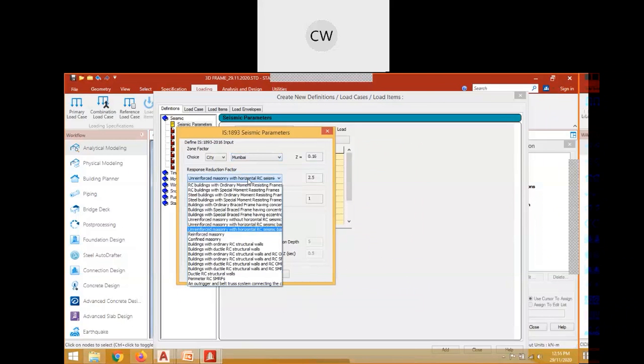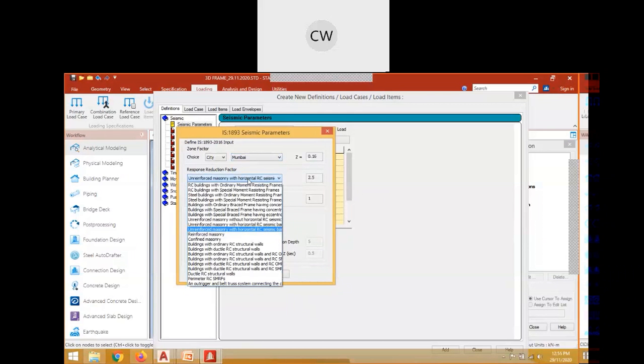Then response reduction factor. This depends on what type of frame you are using for your structural analysis, whether it is a steel frame, an RC frame, RC with brace, RC with shear wall, a special moment resisting frame or an ordinary moment resisting frame. Ordinary and special have a difference. When you say special, IS 13920, that is ductile detailing, is followed, and when you say ordinary, IS 13920 is not followed. So there is a big difference between ordinary and special moment resisting frame.